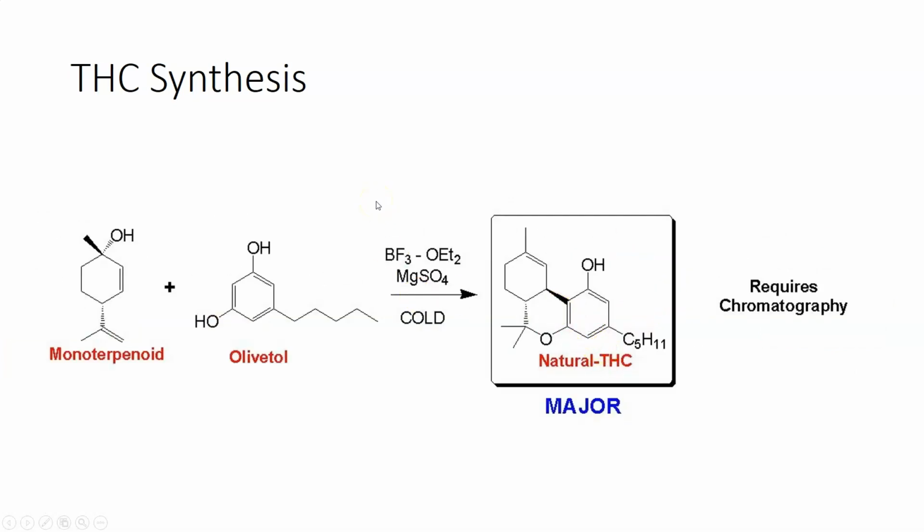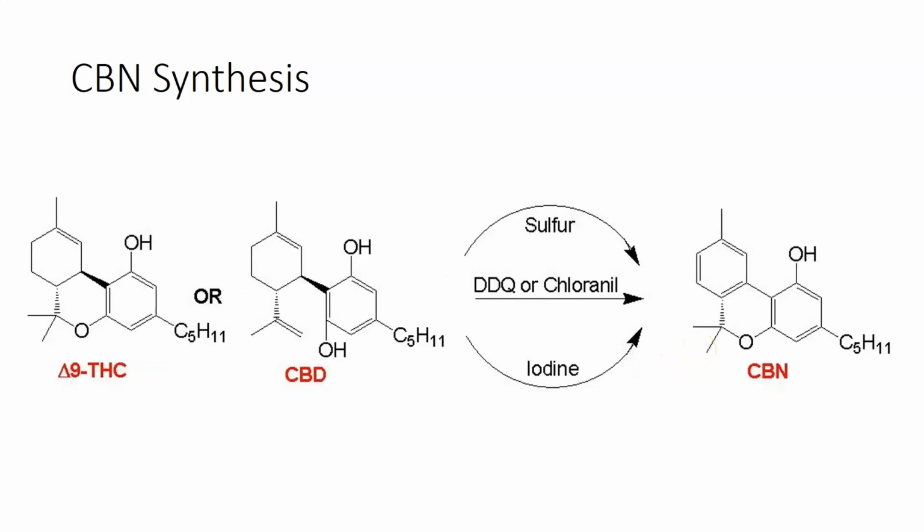Then you also have the THC synthesis, which also starts with a monoterpenoid and olivetol, but this time we're using a strong acid, boron trifluoride etherate in the presence of magnesium sulfate, and the temperature has to be pretty cold. And that gives the natural THC, which is the major compound, but it still requires purification by chromatography. And we covered lots of material about chromatography in Module 5, if you need to go back and review what that entails.